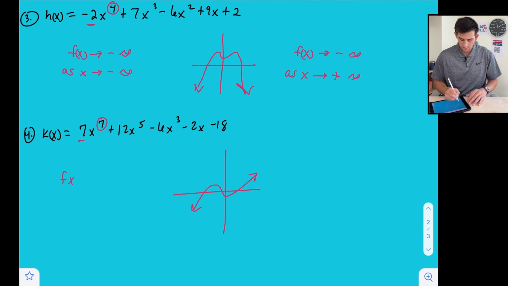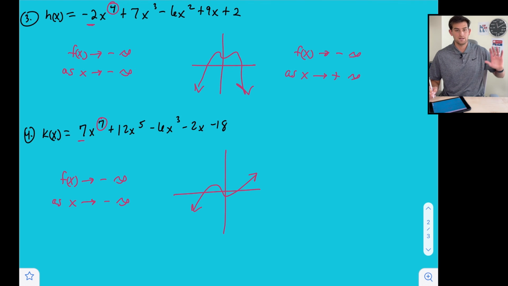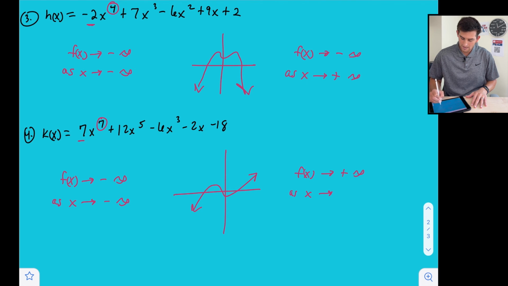So now we're going to talk about our end behavior. So f of x is approaching negative infinity as x also approaches negative infinity, right? So as we move to the left, our graph is going down. And on the right side, we're going to say f of x approaches positive infinity as x approaches positive infinity, right? So as we move to the right, our graph is going up.